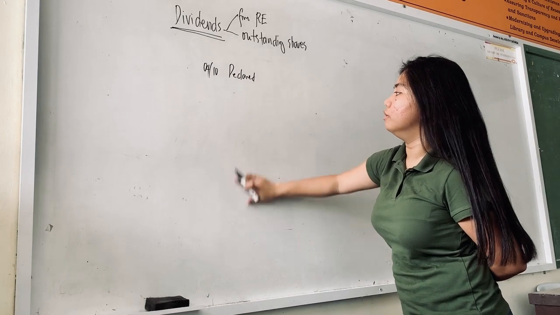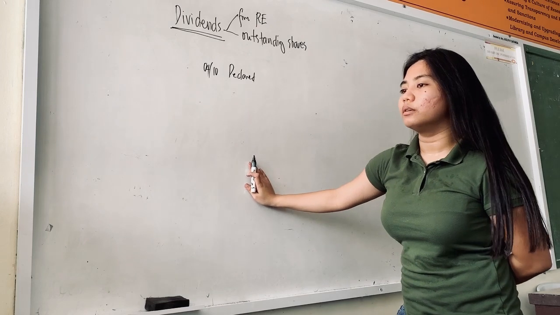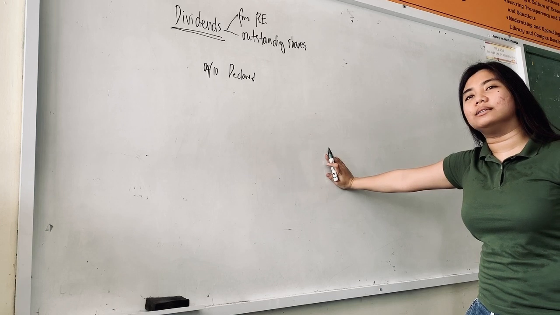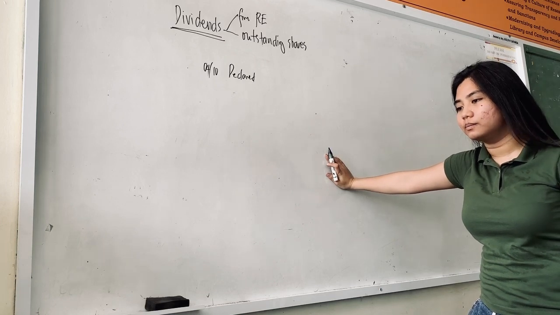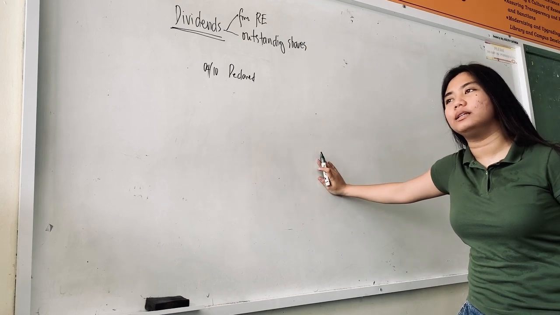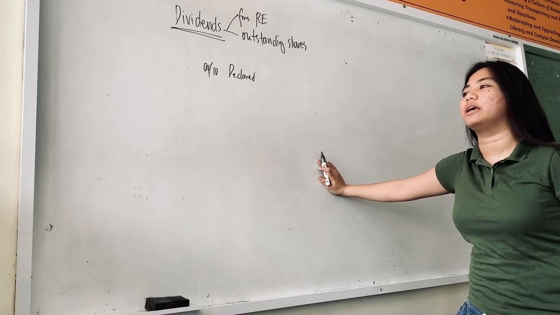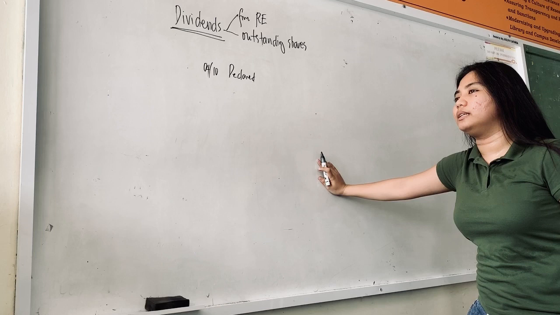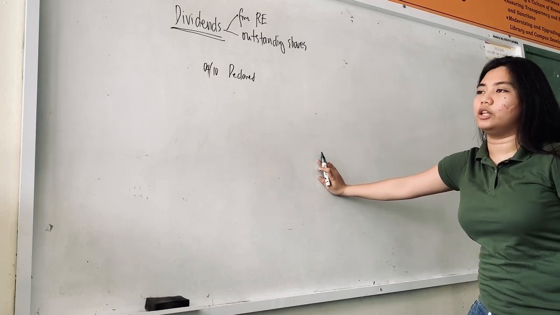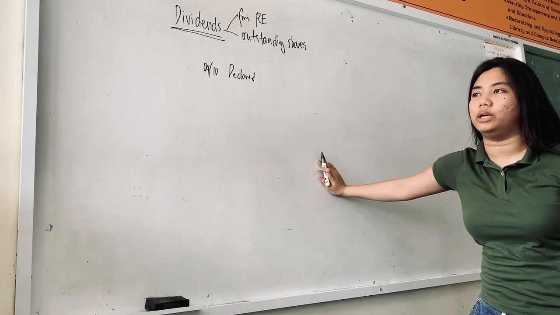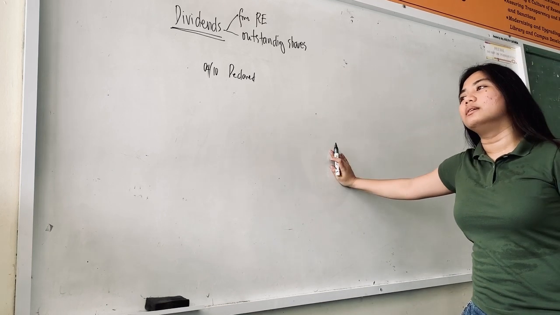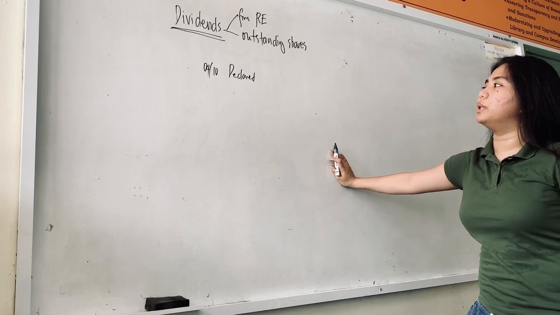So, question. In which of the three dates, saan doon walang nagiging entry? Date of record. Okay, always remember that thing. Laging hindi yan nawawala sa depth tsaka sa evals. Kailan hindi nagkakaroon ng journal entry? That is on the date of record. Because on the date of record, all you need to know is who shall be the recipients of the dividends, okay?